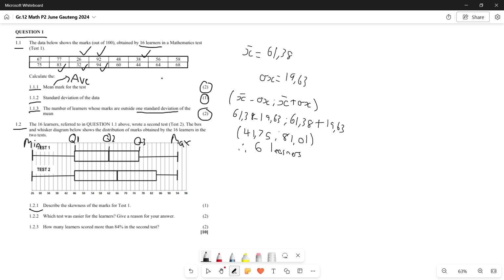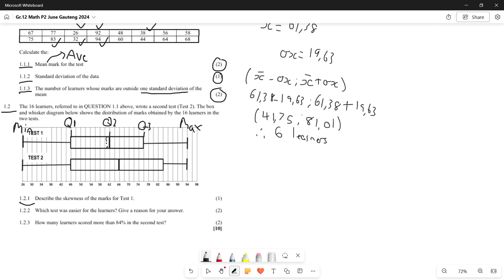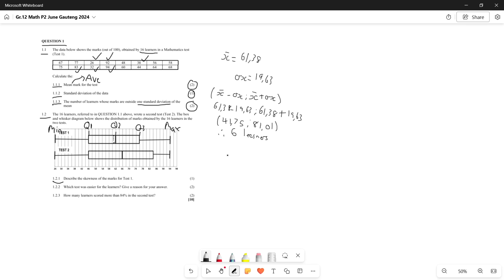But the most accurate way to determine this is to write down our mean and compare it to our median. If we zoom in, we see that our mean is 61,38, from the previous calculation. And if we compare it to our Q2, which is 62 on the dot, we have our mean just to the left of our median. Which means that if our mean is to the left of our Q2, we are skewed to the left. If our mean was to the right of our Q2, we'd be skewed right. So it's all about the relationship between the mean and the Q2 to determine the skewness of our box and whisker. We can write skewed left, and that'll earn us 1 mark.